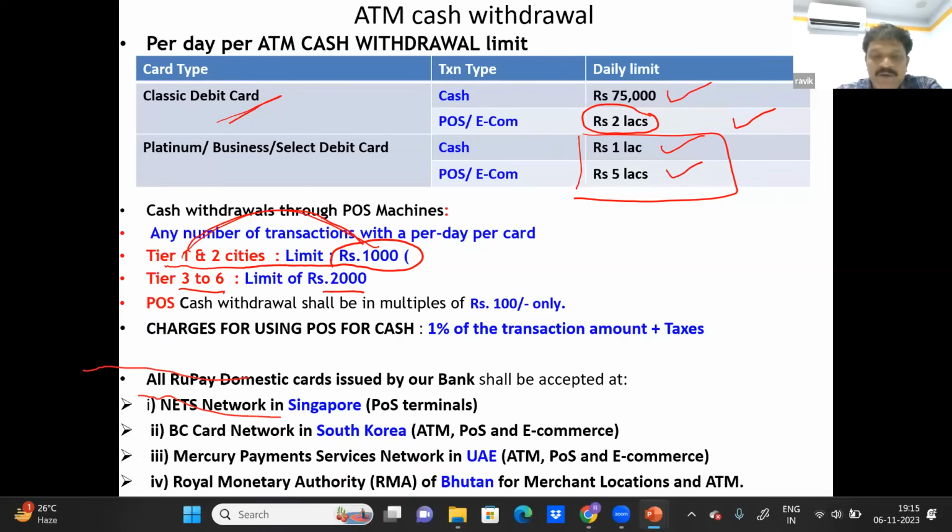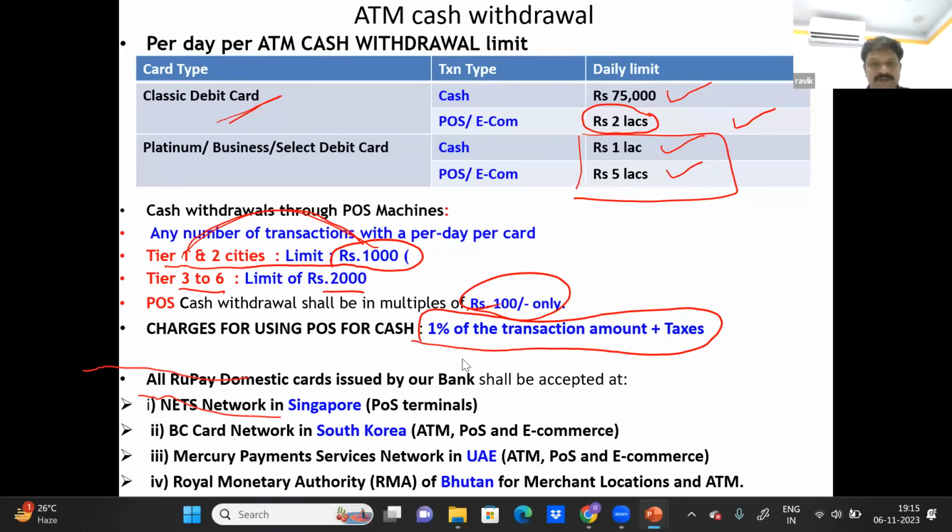Then whenever anybody wants cash withdrawal through POS machines, remember, they have to take cash in multiples of 100 only. They cannot take 250. They have to take 300, 400 like that. Okay. Charges. When anybody draws cash through POS machine, how much transaction fees? 1% of the transaction amount plus taxes they have to pay.